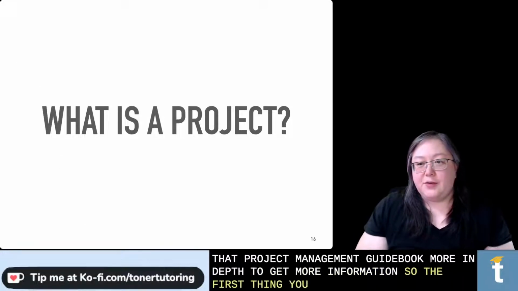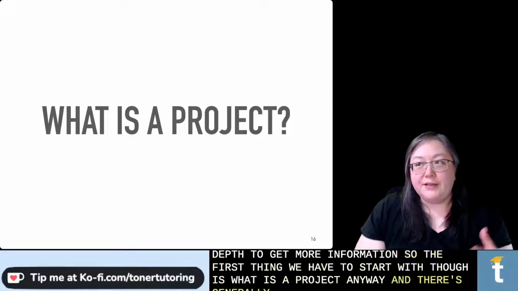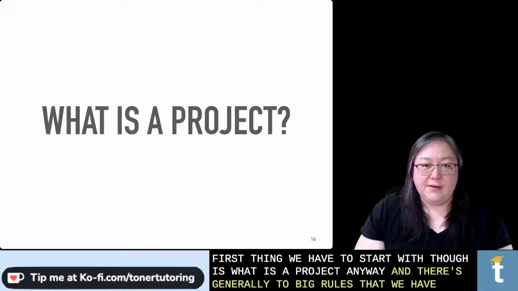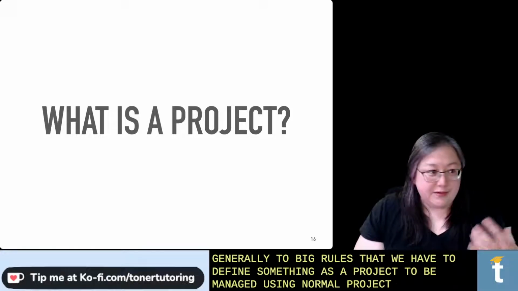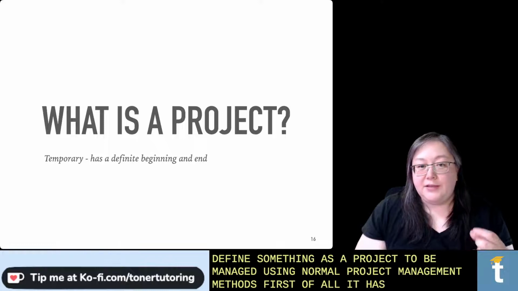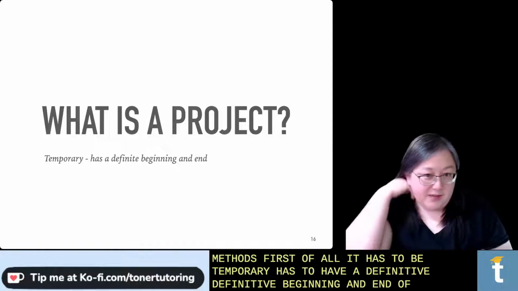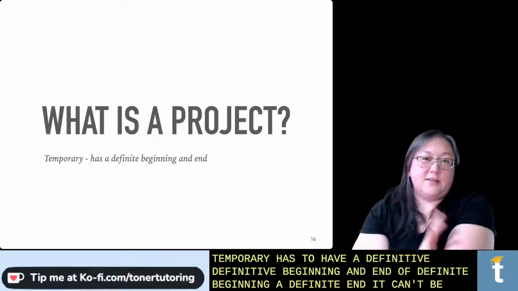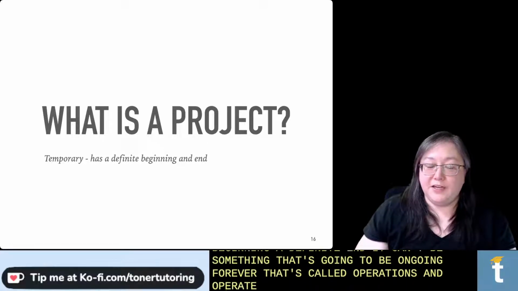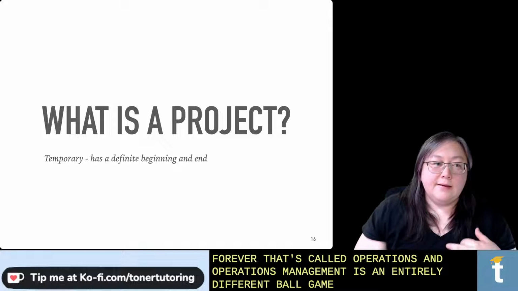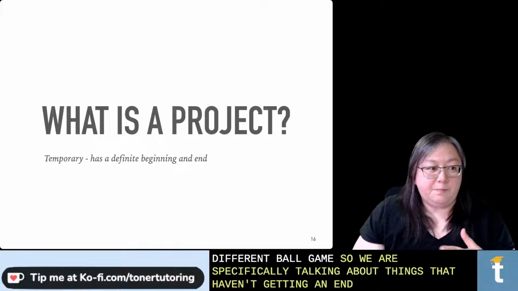So the first thing we have to start with, though, is what is a project anyway? And there's generally 2 big rules that we have to define something as a project to be managed using normal project management methods. First of all, it has to be temporary. It has to have a definite beginning, a definite end. It can't be something that's going to be ongoing forever. That's called operations. And operations management is an entirely different ballgame. So we are specifically talking about things that have a beginning and an end.